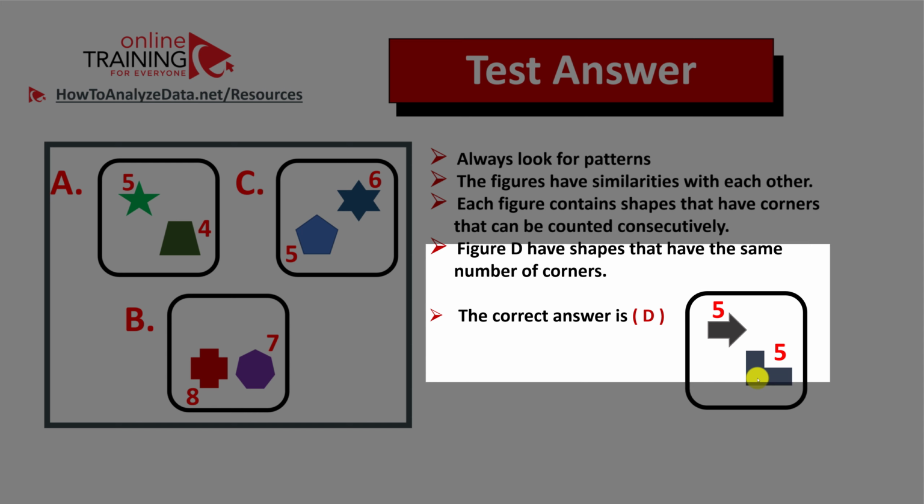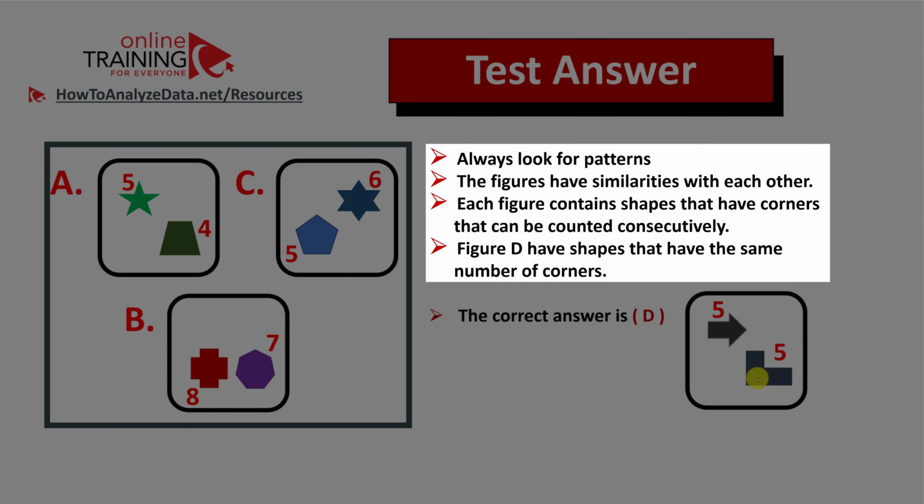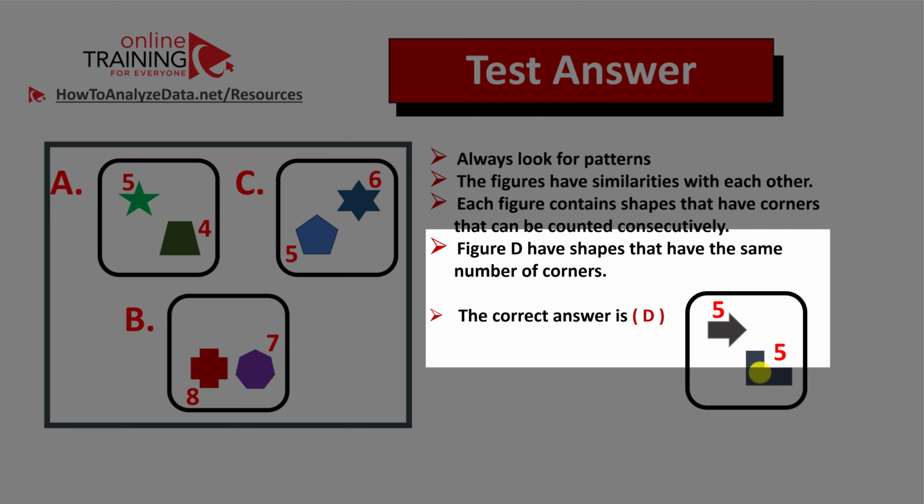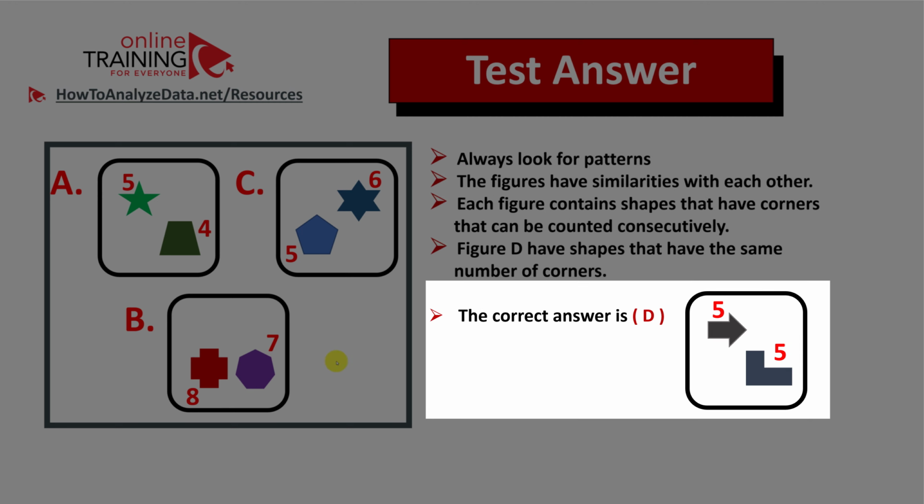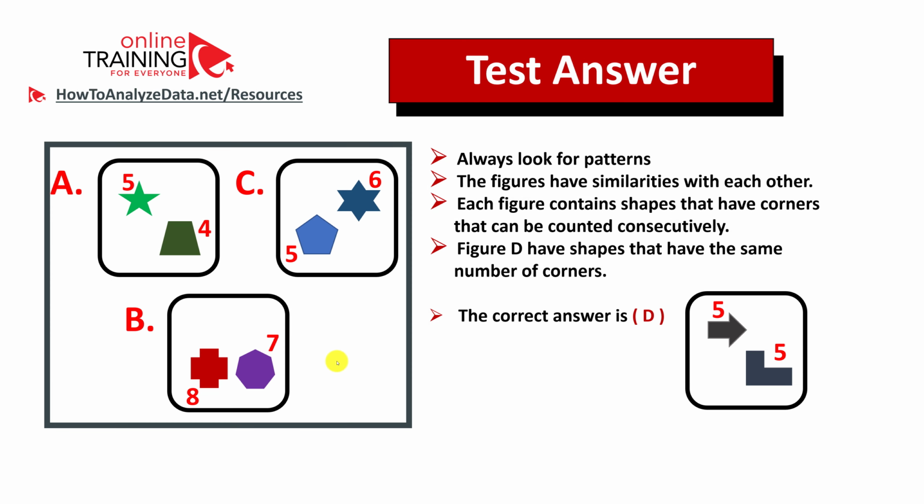So let's recap. Always look for patterns. In this case, the figures have similarities with each other. Each figure contains shapes that have corners that can be counted consecutively, and figure D has shapes that have the same number of corners. So the correct answer here is choice D, because choice D's shapes have the same number of corners. Hopefully you've nailed this question and now know how to answer similar problems on the test, or maybe you've even come to the correct answer on your own.